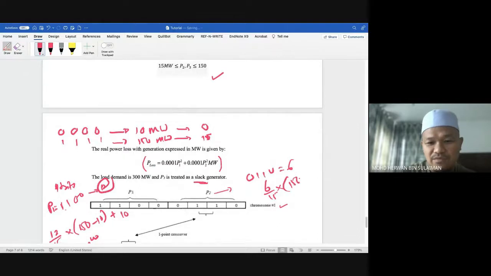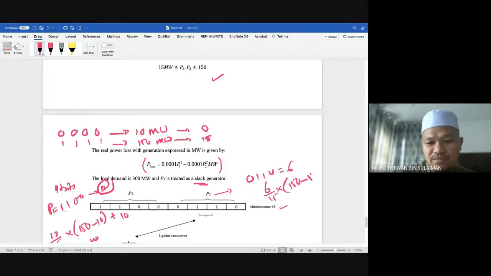So 150 minus 15 plus 15. We get how much? 150 minus 15 is 135. So 150 minus 15 times 6 divided by 15 plus 15. So the value is 69. Okay, now we have P1 and we have P2. So how much is our P3?